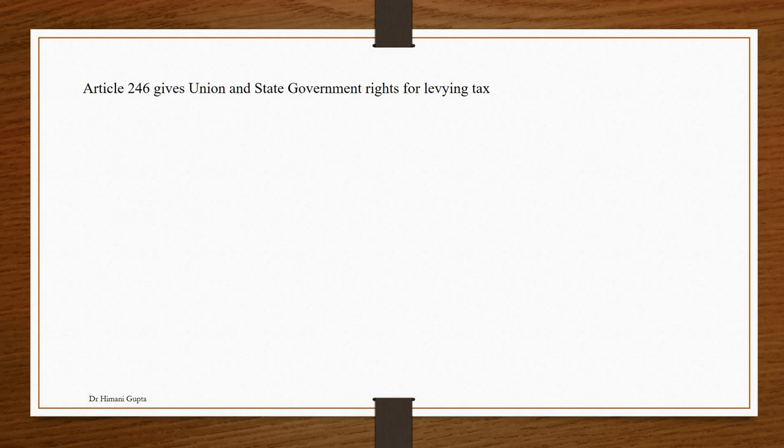Next is Article 246. Article 246 gives union and state government rights for levying taxes. Over here, whenever we talk about union government, it means our central government, and whenever we talk about state government, it means state as well as union territory government.